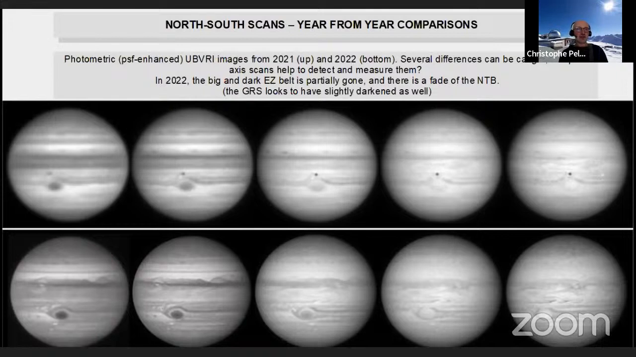In 2022, the big and dark equatorial zone belt is partially gone. There is a fade of the north temperate belt, and you can see as well that the Great Red Spot looks to have darkened a bit.